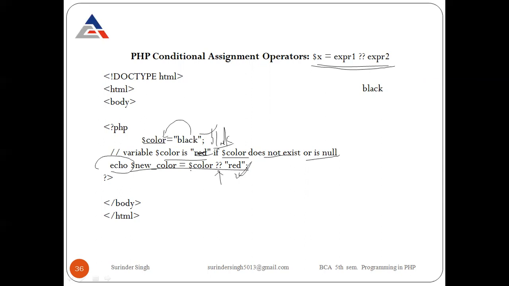But this line says if color has the value black, then this variable has the value of the color variable. If the color variable does not exist or is null, then red is assigned to the new color variable. Clear?